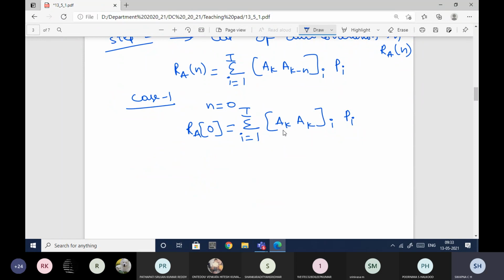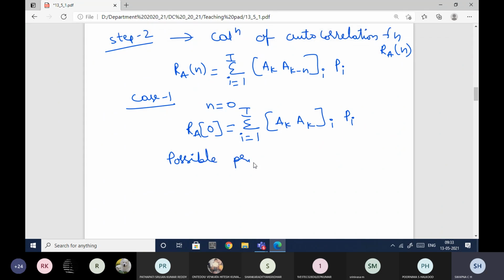Now if you observe, here I have AK and here also I have AK. So what are the possible products I'll get? AK value can be either a 0 or an A. What will be the possible products here? These two are getting multiplied, no? That's why I'm calling them products. Can anybody tell me what will be the possible products here?